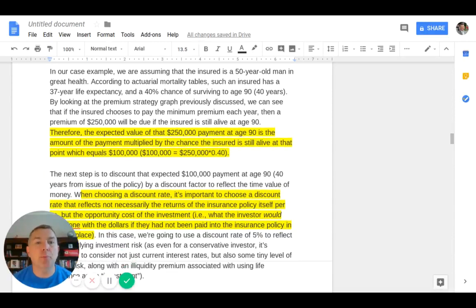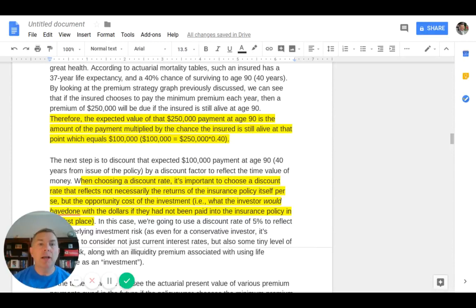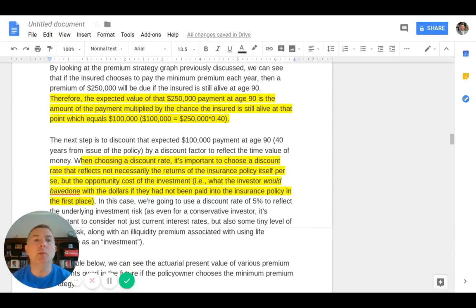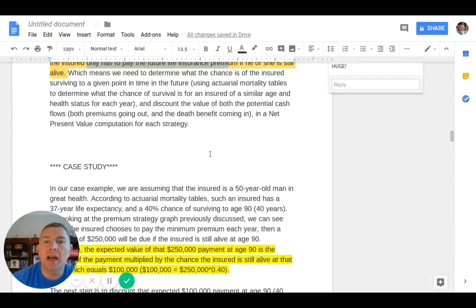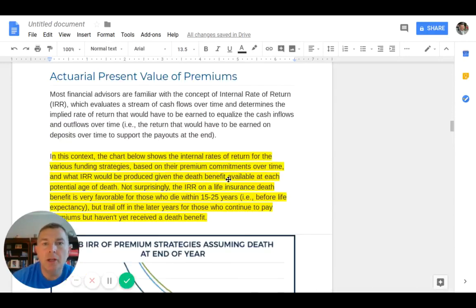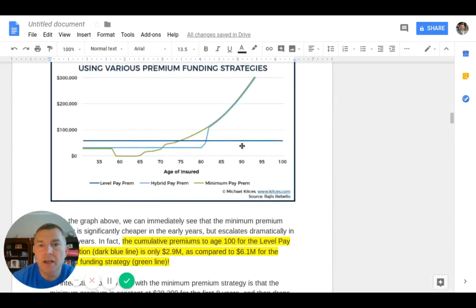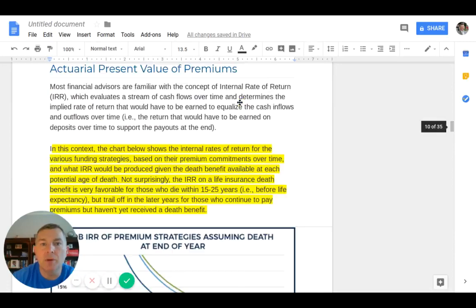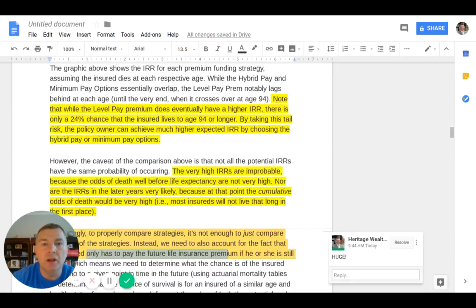By looking at the premium strategy graph previously discussed, we can see that if the insured chooses to pay the minimum premium each year, the premium of $250,000 will be due if he is still alive at age 90. All right, so the minimum right here is the green. When he goes up here at age 90, the green is going to be right there. $250,000 premium will be due at age 90. But again, there's only a 40% chance he's going to live that long.